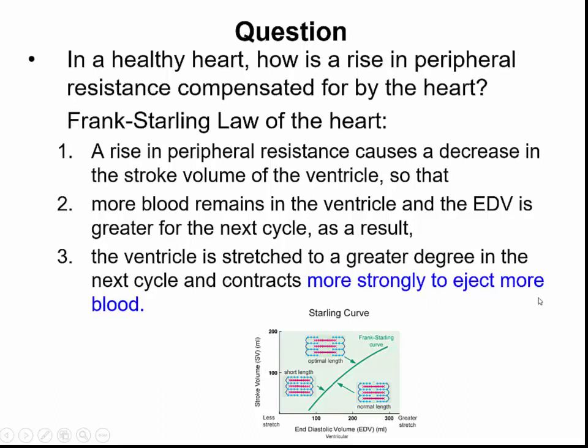That's how the heart can be regulated intrinsically with increased total peripheral resistance. It's going to work harder. It's going to pump more blood. It's not due to hormones, not due to nerve innervation. This is intrinsic to the heart. This is within those heart muscle cells.